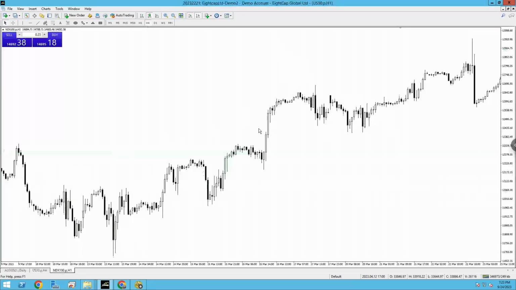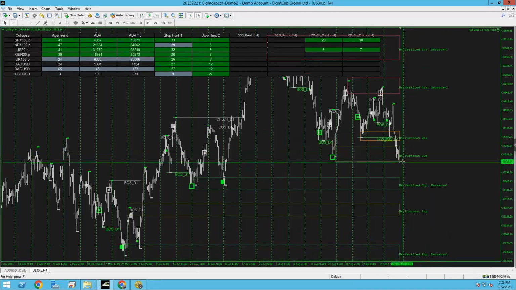US 30 is the same. Travis, you asked me about US 30. Look here, boom. It's got a new turncoat. It's got two turncoats that have appeared right now. So more than likely, if it breaks this one, it'll probably go back to retest this one and then sell. If not, it's just going to keep melting down to here, right down there.